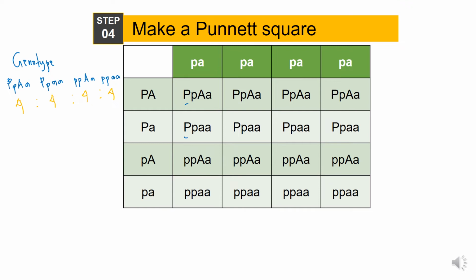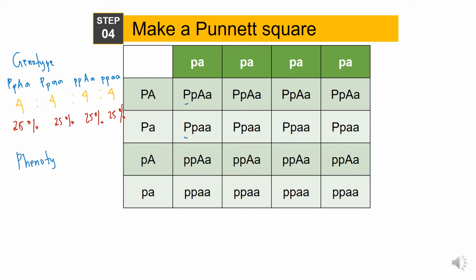So, ibig sabihin, if we will get the percentage for them, all of them would have 25%, okay? 25%, 25%, 25%, and 25%. Okay? Ayan. So, that is for the genotype. How about the phenotype naman? Kasi yun yung hindi natin na-solve kanina, right? So, for the phenotype, we need to determine the traits, no?